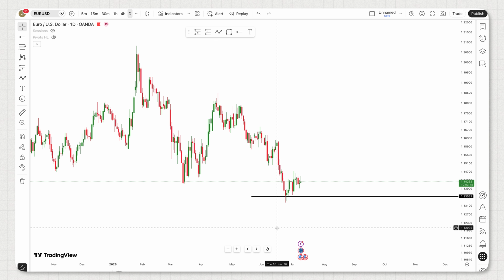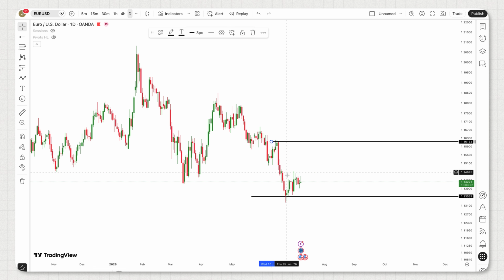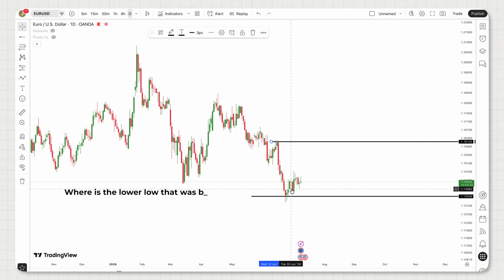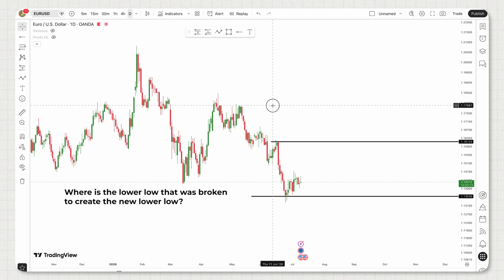After marking out our swing low, we have to look for our swing high. Where is the last lower high that price created before making all this move? That is up here, right? And we are going to also mark that out. After marking our swing high, where is the last lower low that was broken before price created all this movement? That is right here, right? So we mark that out also.